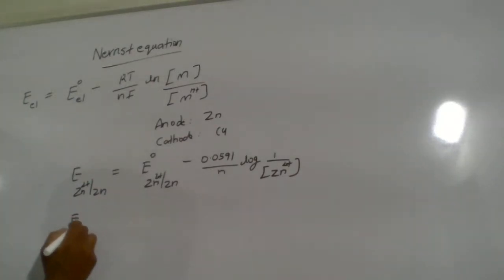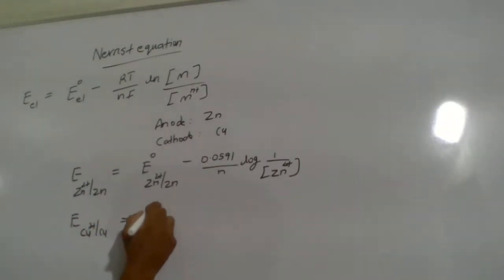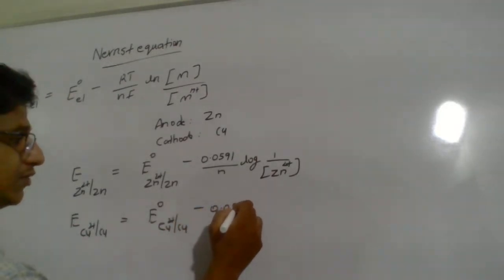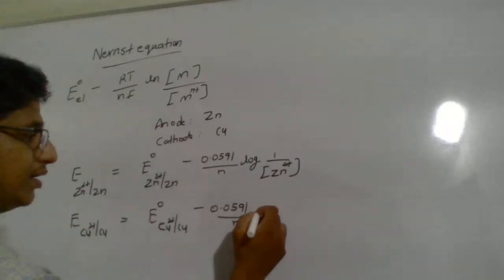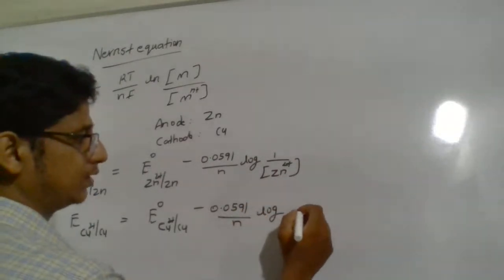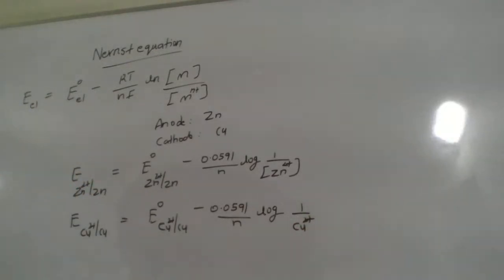And E Cu2+ | Cu is the electrode potential of copper: E0 Cu2+ | Cu minus 0.0591 divided by n log 1 by Cu2+. So we found the electrode potential of zinc and copper.